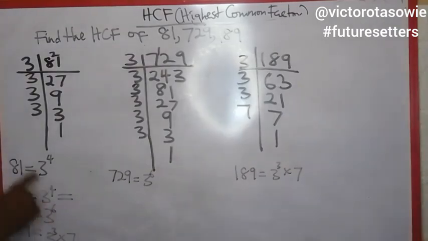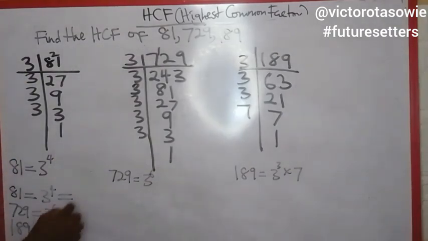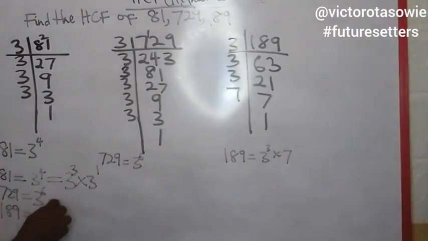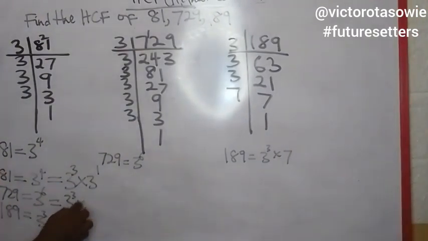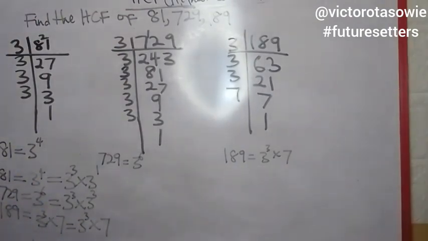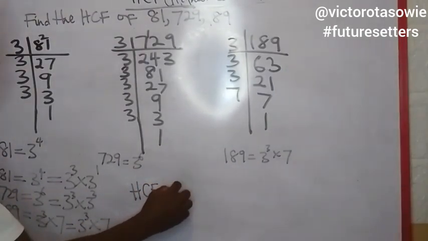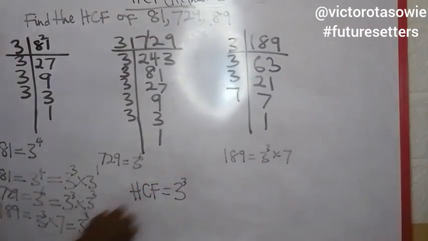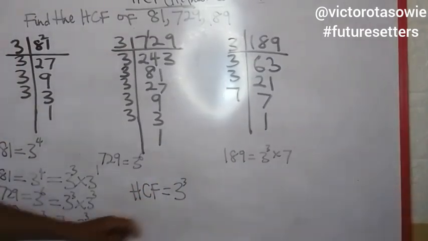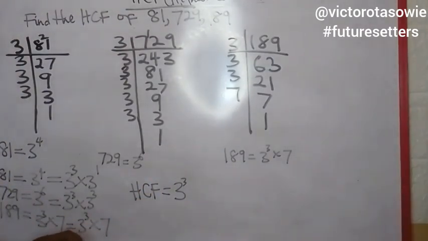So let's reduce 3 raised to power 4 to 3 raised to power 3, which is 3 raised to power 3 times 3 raised to power 1. 3 raised to power 6 is 3 raised to power 3 times 3 raised to power 3. Then 3 raised to power 3 times 7. So if you check very well, what's the power that is common? 3 raised to power 3. So the HCF of 81, 729, and 189 is 3 raised to power 3.